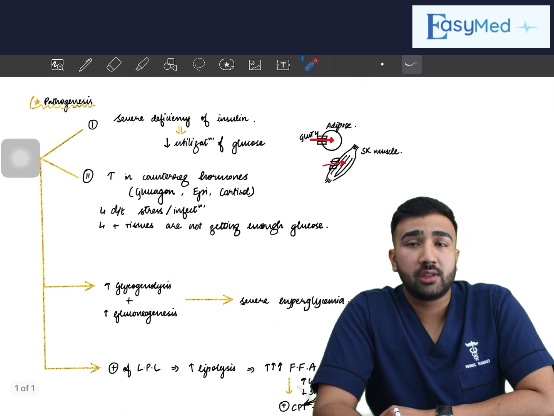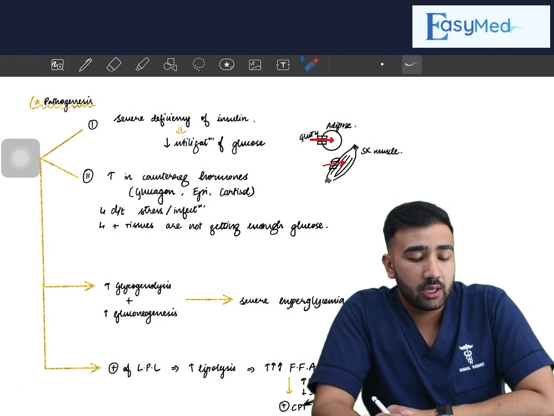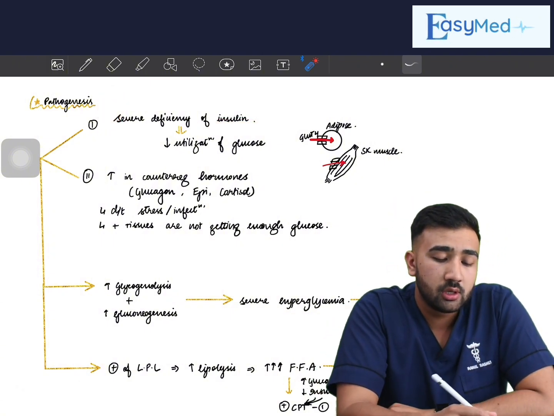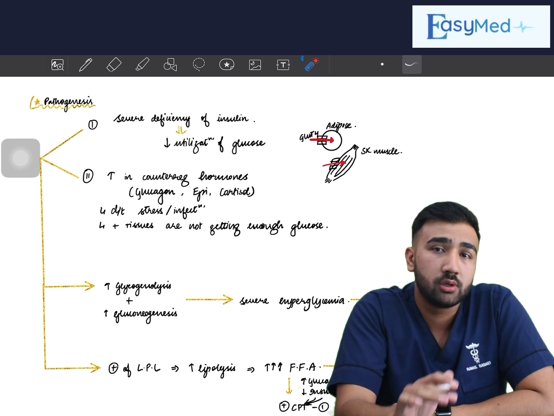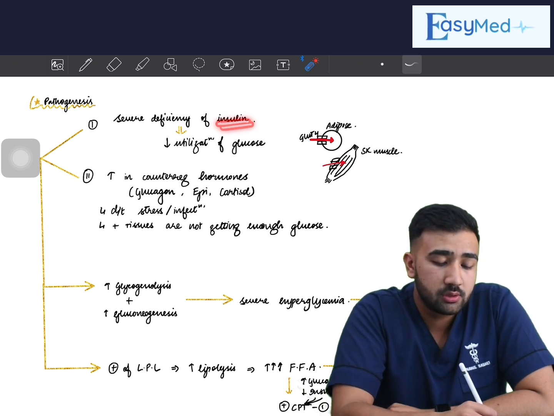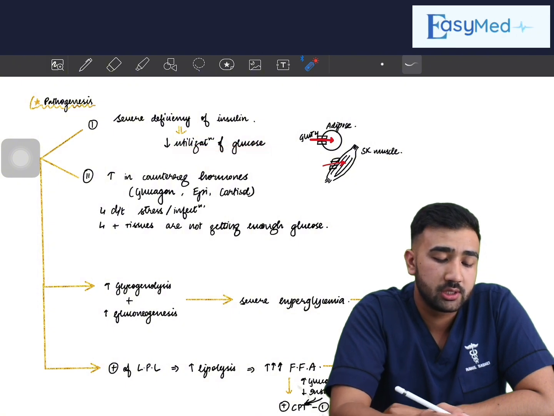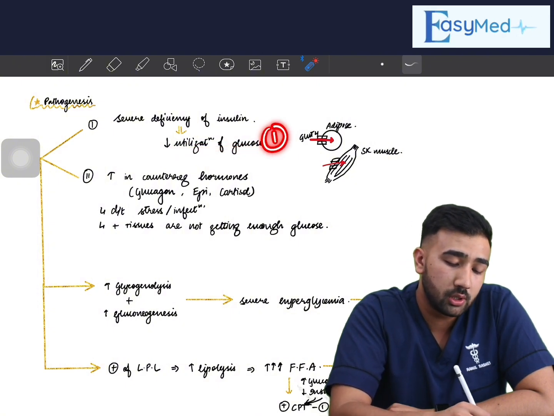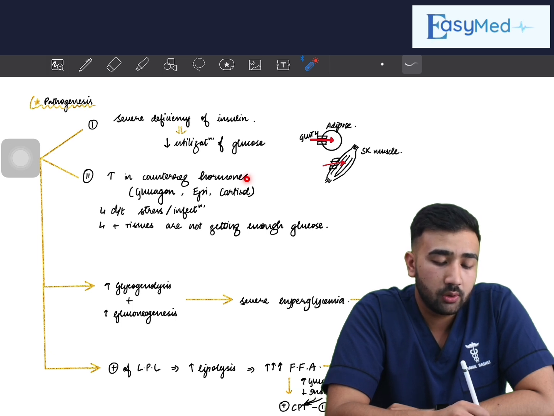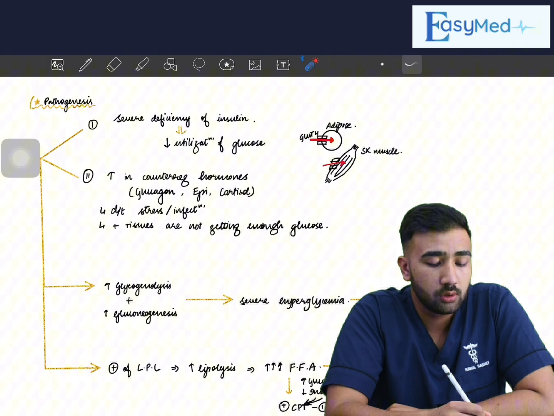So the pathogenesis of DKA is that there is, number one, severe deficiency of insulin, or we can say that absolute insulin deficiency. Due to this, there is decreased utilization of glucose. Number one. And along with that, there is increase in the counter-regulatory hormones, which are the glucagon, epinephrine, and cortisol.